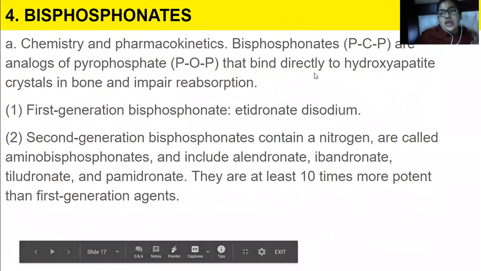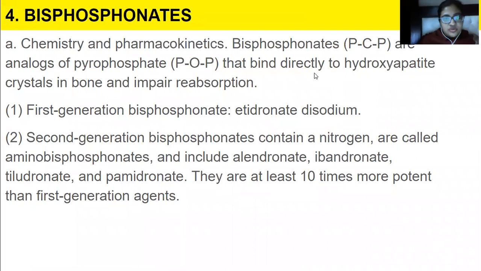Okay. Then the next category we want to talk about is bisphosphonates. So when we talk about the chemistry and pharmacokinetics of these, bisphosphonates are analogs of pyrophosphate that bind directly to hydroxyapatite crystal in bone and impair resorption.